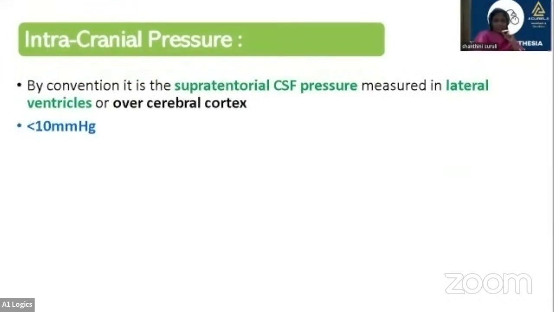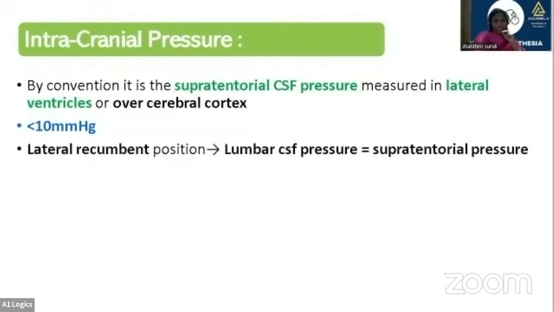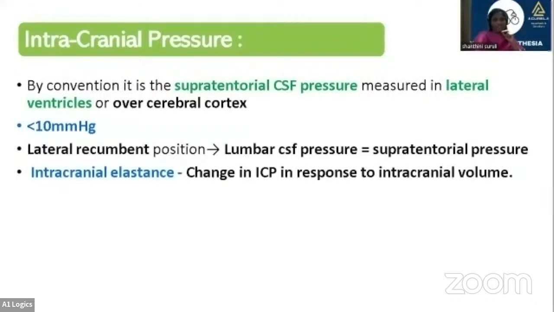And coming to the last topic, intracranial pressure. By convention, it is the supratentorial CSF pressure measured in the lateral ventricles or over the cerebral cortex. The normal value is less than 10 mmHg. In a lateral recumbent position, the lumbar CSF pressure equals the supratentorial pressure. So intracranial elastance, what does it mean? It is the change in ICP in response to intracranial volume.